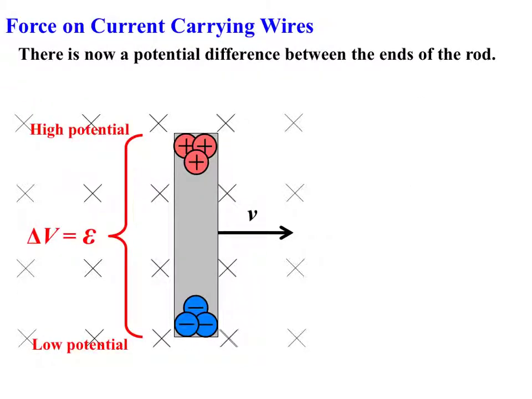But one of the other things we want to notice here is that there is now a potential difference between the ends of the rod. Again, remember that we talked about a positive and a negative plate having a potential difference in between them. Now we have the same thing happening here.